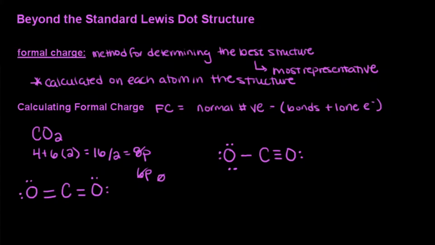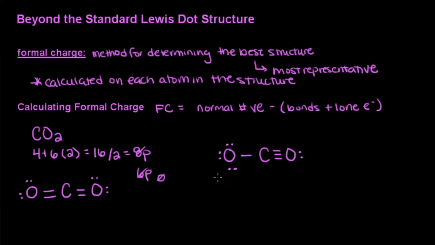So let's do the formal charge calculations for this molecule here on the right, the triple bond option. Now, normal number of valence electrons. So let's look at this oxygen on the left-hand side here. Oxygen normally has 6 valence electrons. So I'm going to take those 6 valence electrons and I'm going to subtract from that the number of bonds and lone electrons on this oxygen.